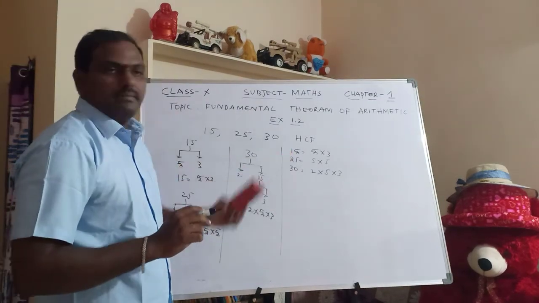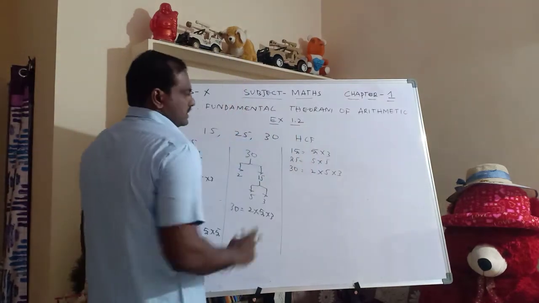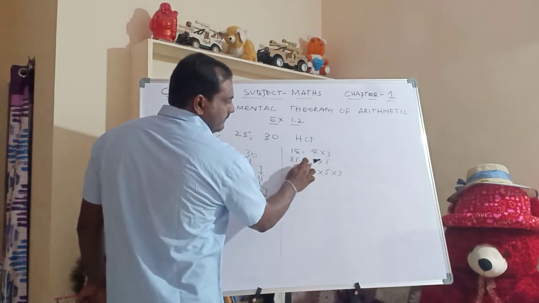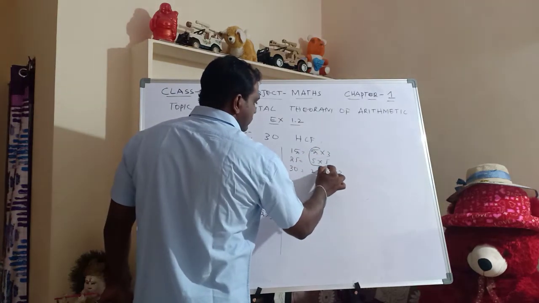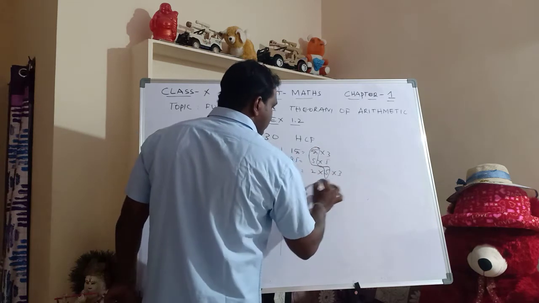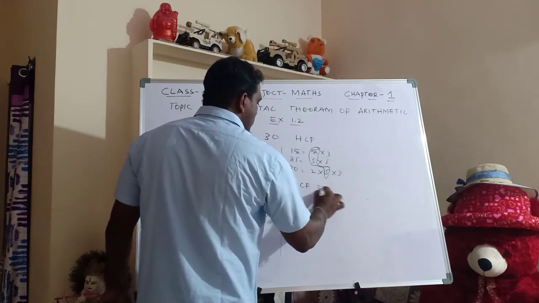Now this time 3 numbers are there. We have to select a number which is in all 3 numbers. Now look at this, 5 is here, 5 is here, 5 is here. So that means I can take this 5. For these 3 numbers I have to take one 5. HCF is equals to 5.